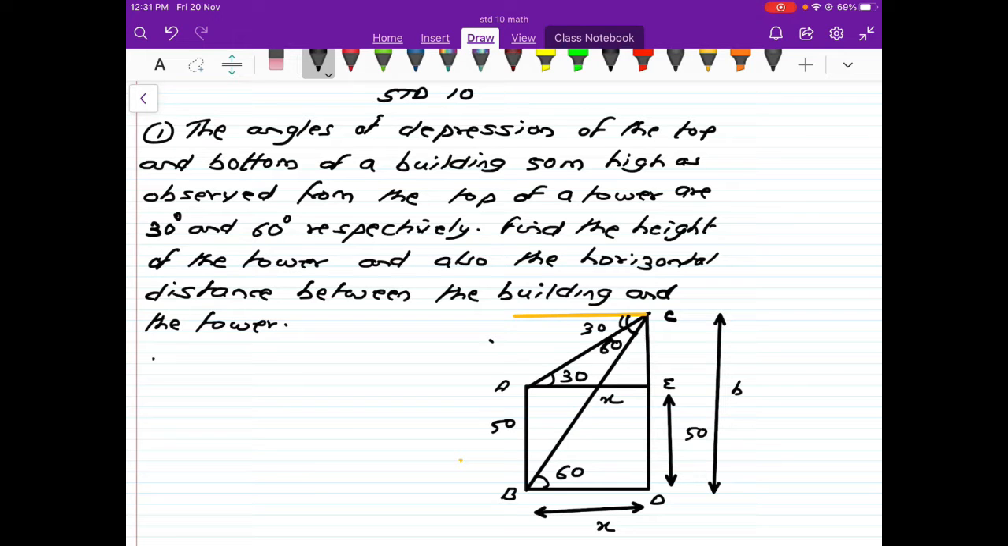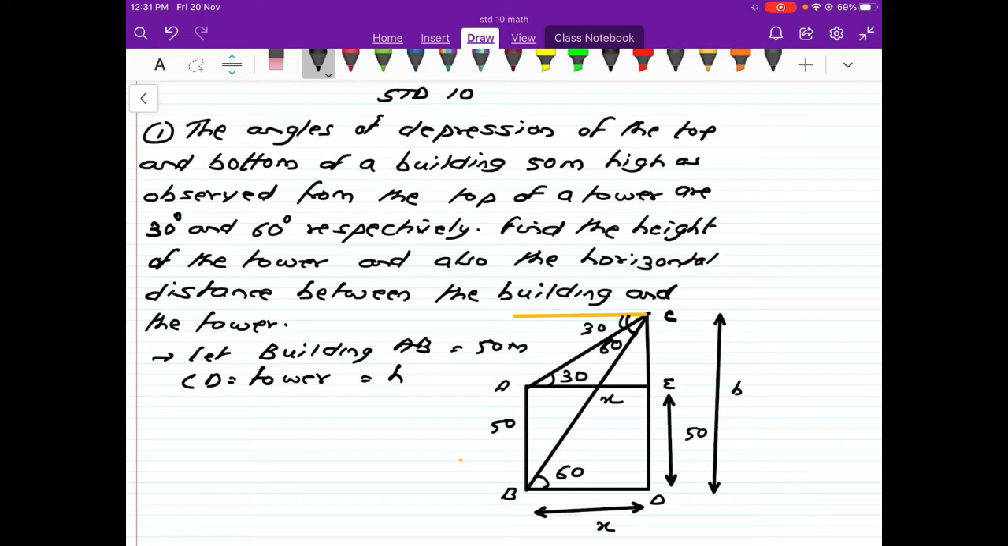So we will just start doing this sum. Let the building be AB and let its height be 50 meters. Okay, and let CD be the tower and let the height of the tower be h meters.